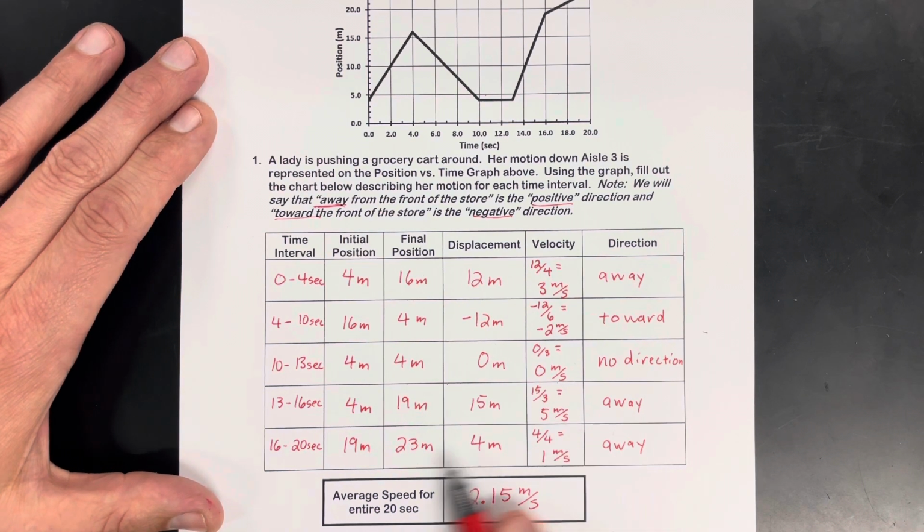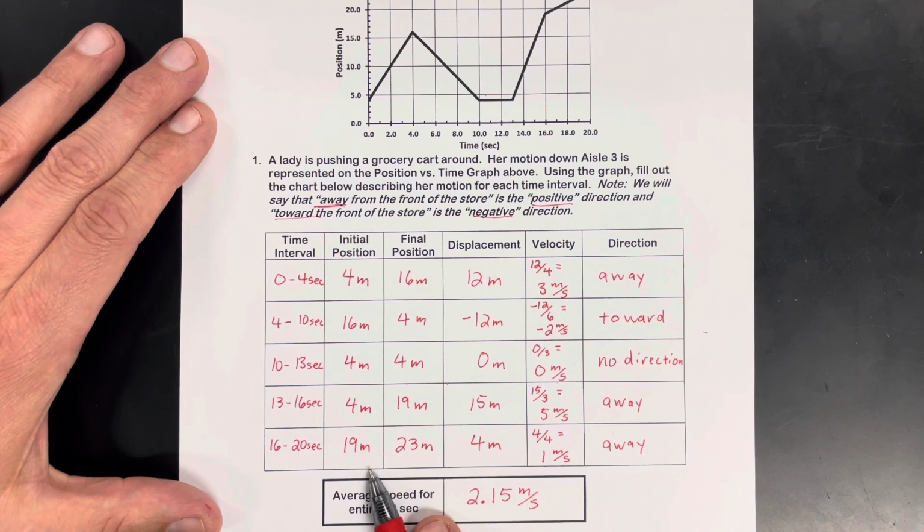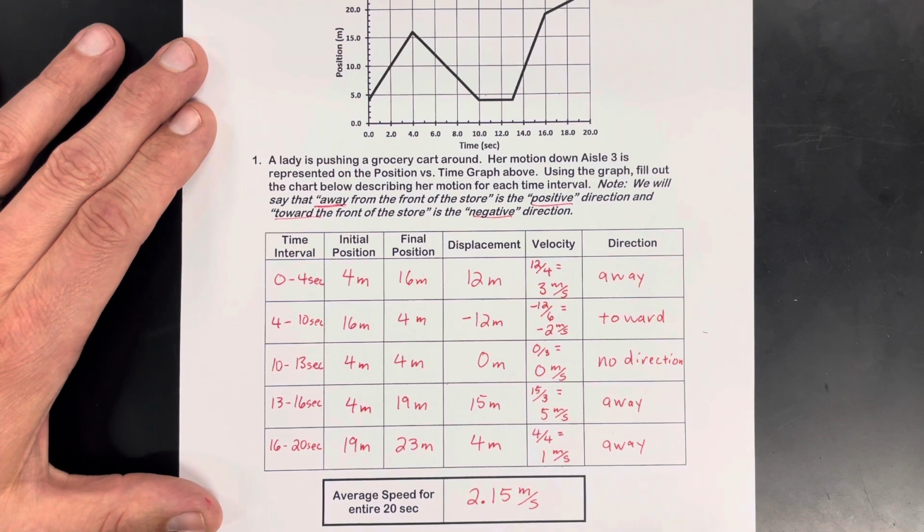5 meters per second. And then for the last 4 seconds, we go from 19 to 23, so that's a displacement of 4 since it's 23 minus 19. That gives me 4 over 4, which gives me 1 meter per second. That's 4 meters divided by 4 seconds. You see from 16 to 20 seconds is 4 seconds. And because it's positive, we're moving away.